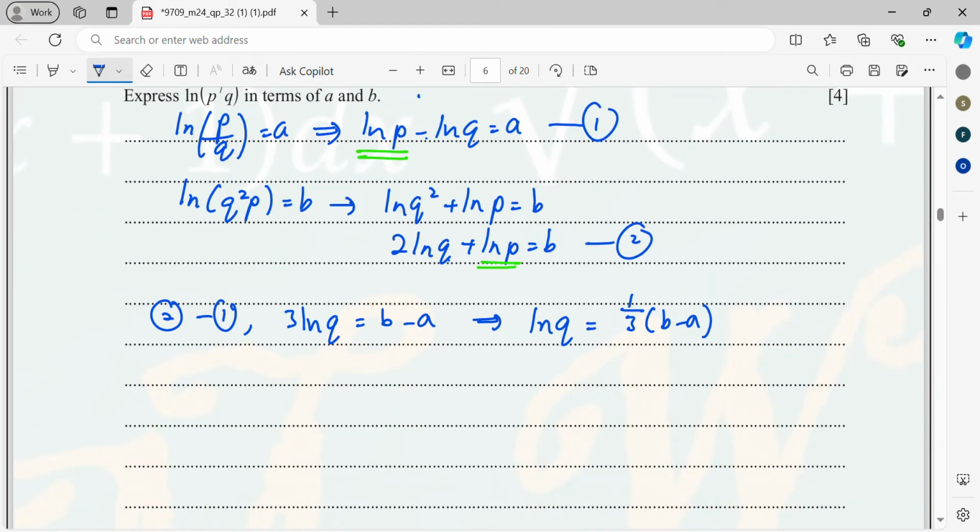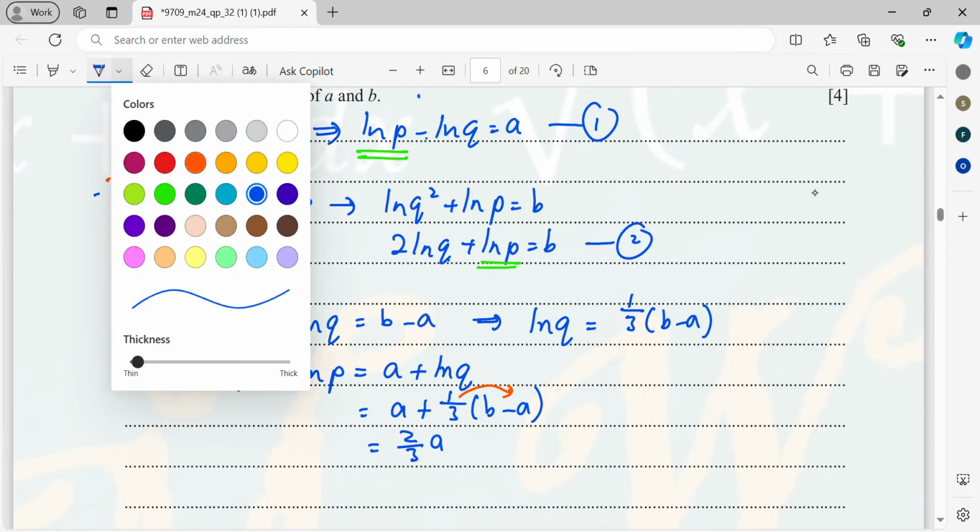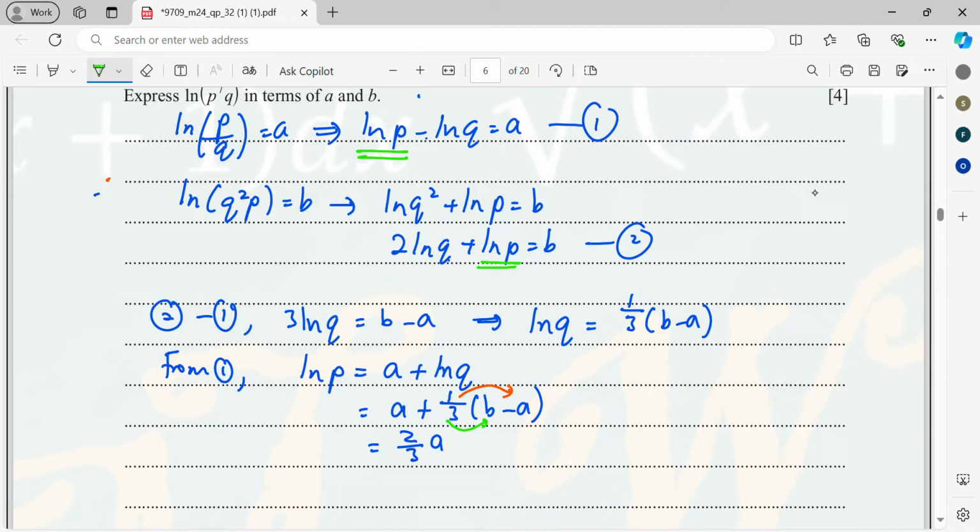Okay, so after you found ln q, you can find ln p, either from the first or second equation. I will be referring to the first equation. So my ln p is basically a plus ln q. Then this is a plus 1/3 (b minus a). To simplify this, I will just do the expansion. Look at here, a minus 1/3 a, that is 2/3 a. So I will get 2/3 a, and then plus 1/3 b.